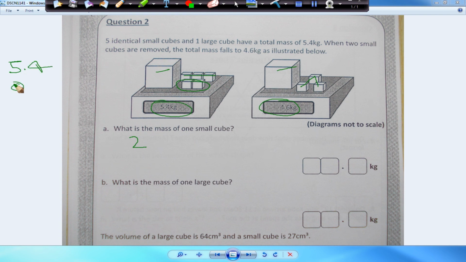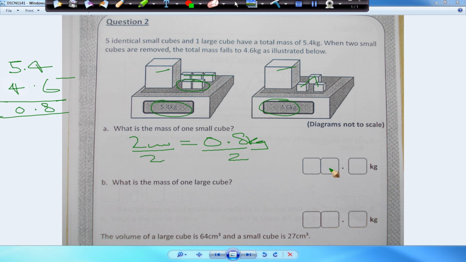5.4, and we minus 4.6. Okay, let's just get the rubber and make that a bit neater. Okay, that's good. Don't want it to look ragged. So from 5.4 to 4.6, the correct answer was 0.8 kilograms. So 2 weights is worth 0.8 kilograms. And the question is saying, what is one of them worth? So we divide it by 2. 0.4. Okay, so the answer is 0.4. Excellent.